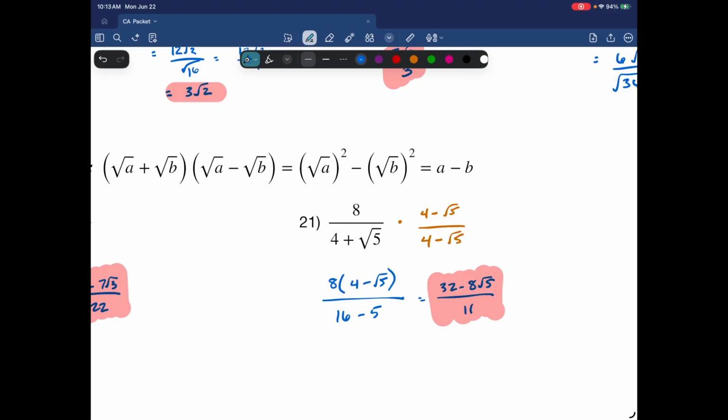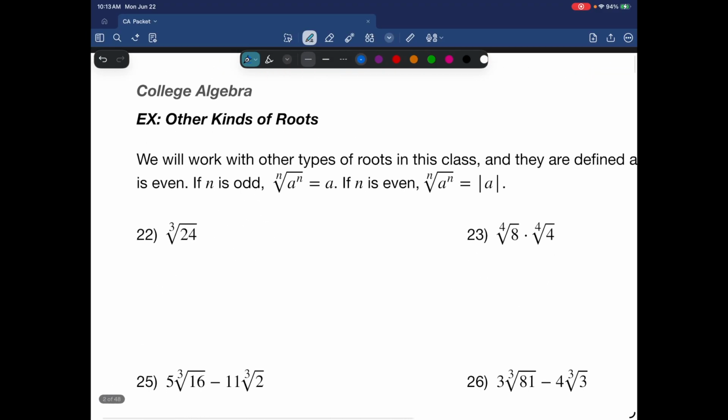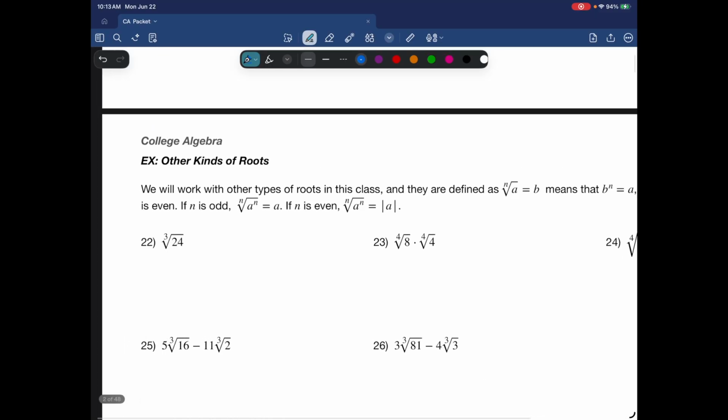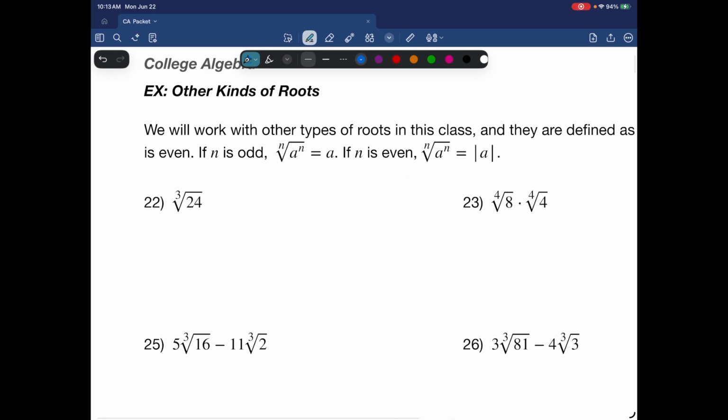All right, we don't just deal with square roots, we deal with higher roots as well. So we will work with other types of roots in this class, and they're defined the same way. However, if the root is odd, I can have a negative inside. If the root is even, I can't have a negative inside.